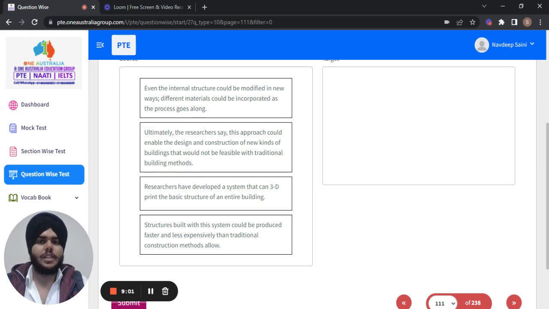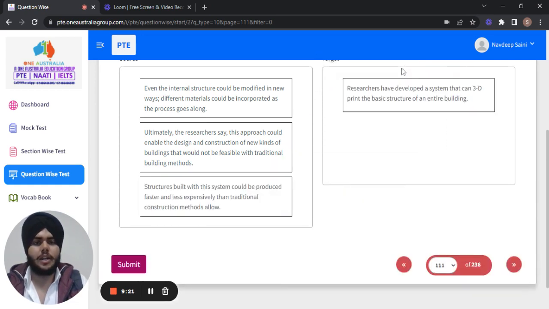Ultimately always comes at the end or before the end, some to contradict something, right? So ultimately is not an independent line. Researchers have developed a system that can 3D print the basic structure of an entire building. It can be an independent line. The structures built with this system, what system? The 3D print system. So this is our independent line.